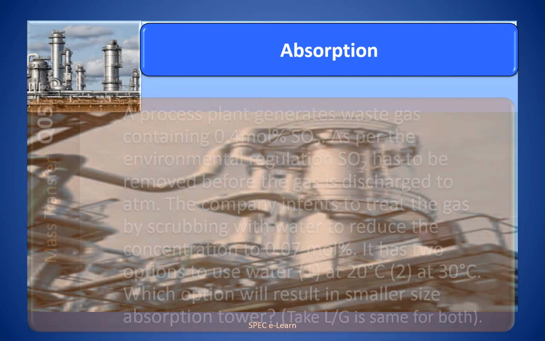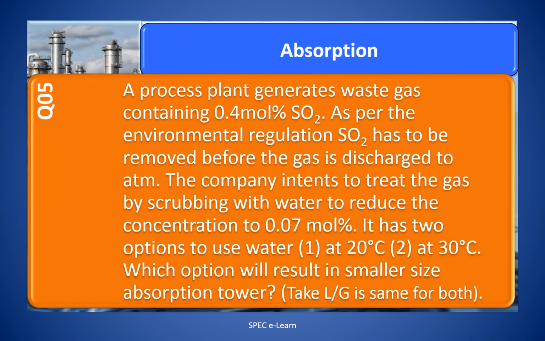Question number 5. A process plant generates waste gas containing 0.4 mole percent SO2. As per the environmental regulation, SO2 has to be removed before the gas is discharged to the atmosphere. The company intends to treat the gas by scrubbing with water to reduce the concentration to 0.07 mole percent.